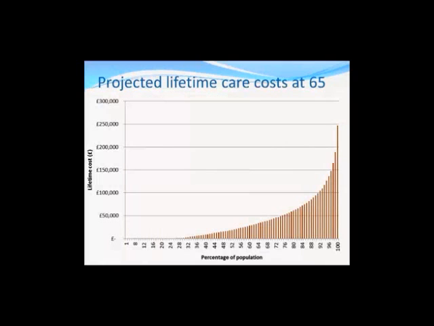You can then get a distribution of lifetime expenditure. So if you take the cross section of 65-year-olds today, how much have I got?